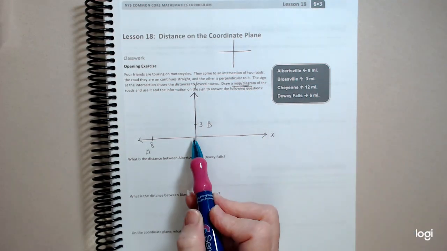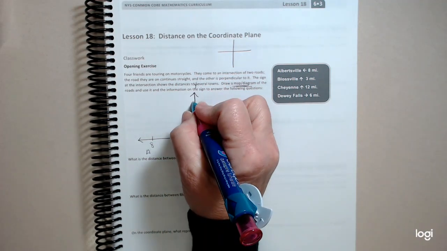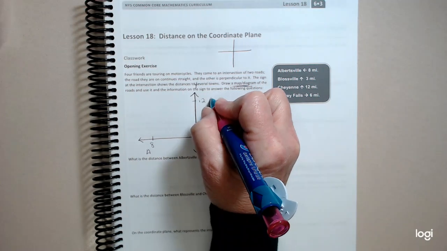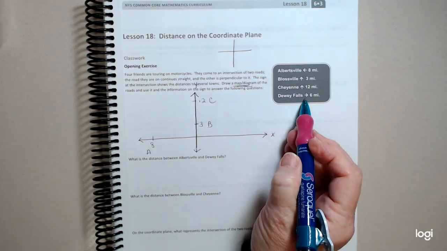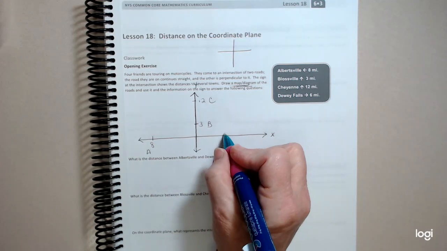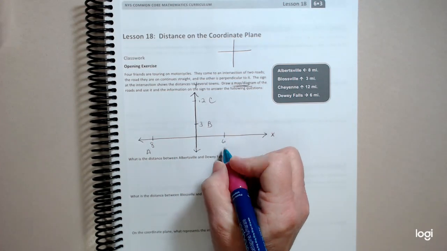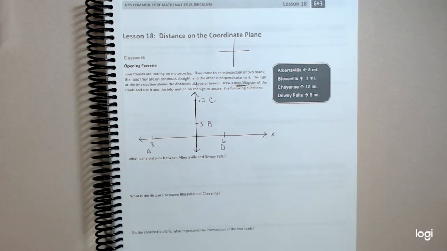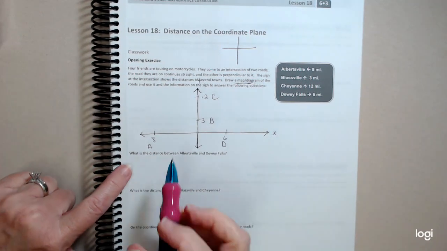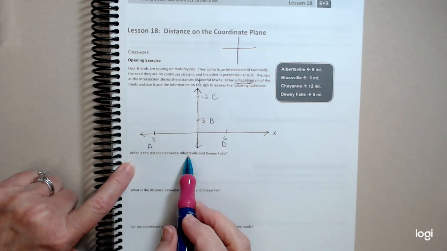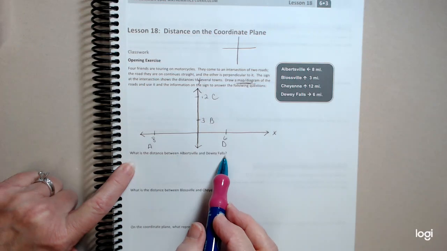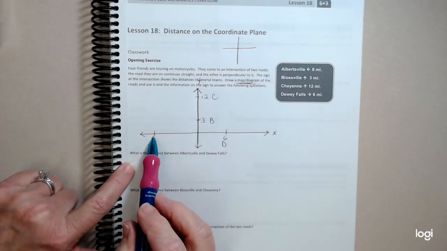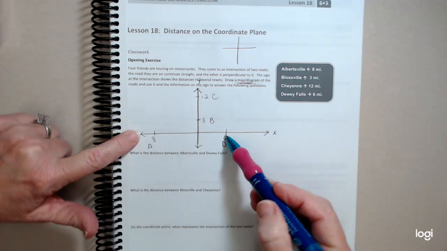Cheyenne is continuing this direction, but it's all the way up here at the 12. 12 for Cheyenne. And then we have Dewey Falls, which is going this direction, and it is 6 miles this way. Okay, so we have our little picture here to help us understand. It says, what is the distance between Albertsville and Dewey Falls? So we're looking at the distance from here to here.